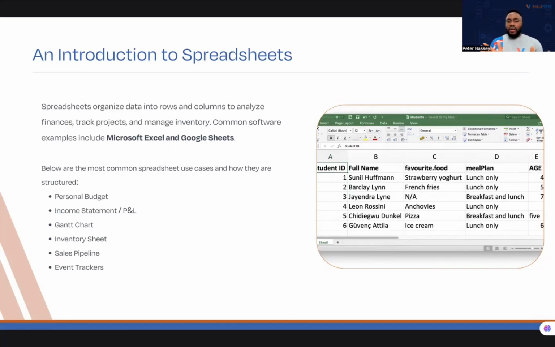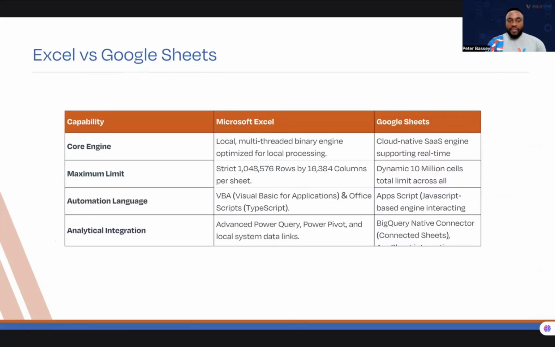But below are some of the most common spreadsheets that are used. So we have personal budget trackers. You can use spreadsheets for income statements, for your profit and loss statements, a Gantt chart. I remember mentioning that you can use them to track projects. So a Gantt chart is a very great spreadsheet that helps you track the progress of your project. You can use it to track your inventory, sales, and your events.